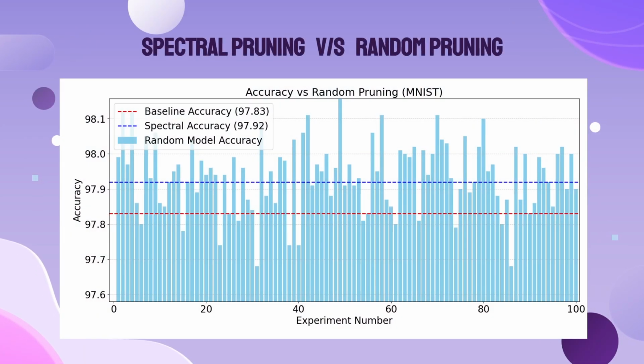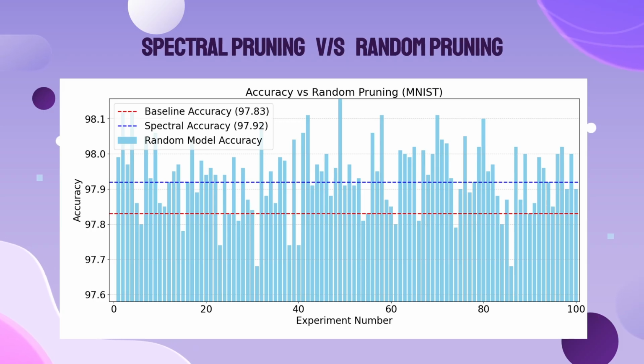So this is our result of comparison between spectral pruning and random pruning. In the spectral pruning, we pruned using the saliency scoring, and in random pruning, we just randomly took nodes and removed those nodes from it. So this is the whole comparison on the MNIST dataset.